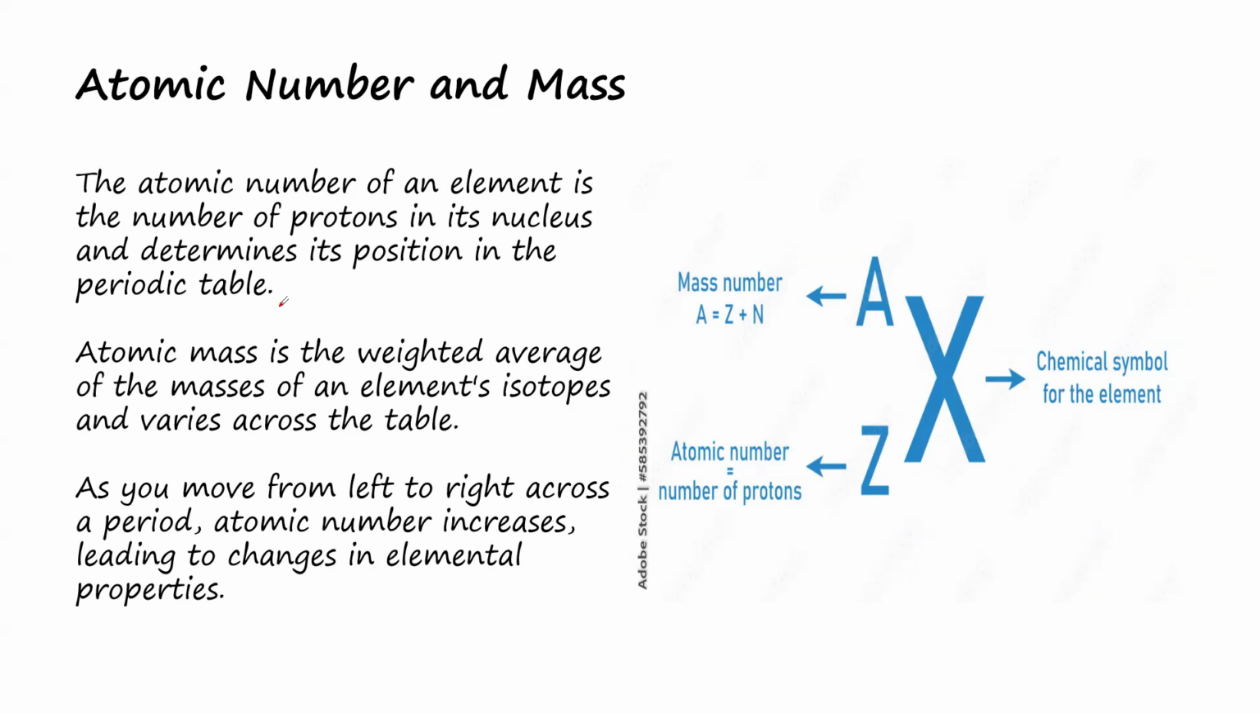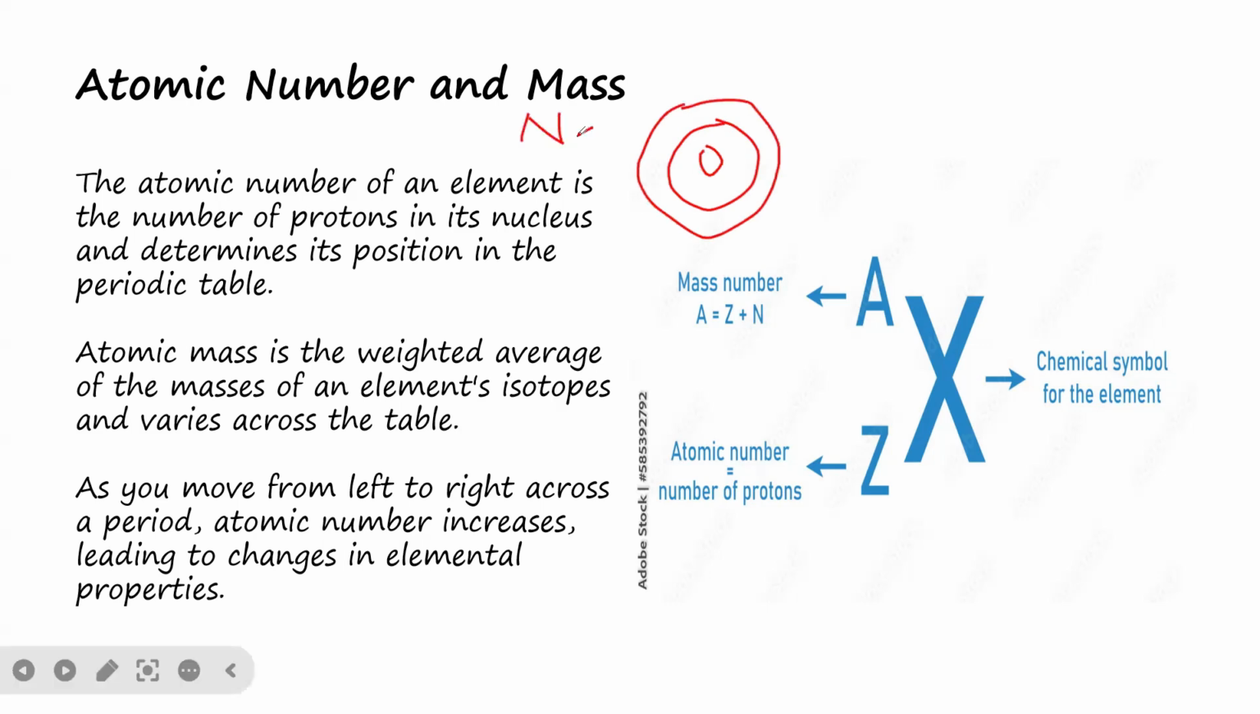Let me give a simple demonstration here. Let's say we have an element like sodium. The atomic number of sodium is 11. So the first shell of sodium will accommodate a maximum of 2 electrons. So here there are 2 electrons. And then the second shell, there are 8 electrons. And then the last one, there is 1 electron.